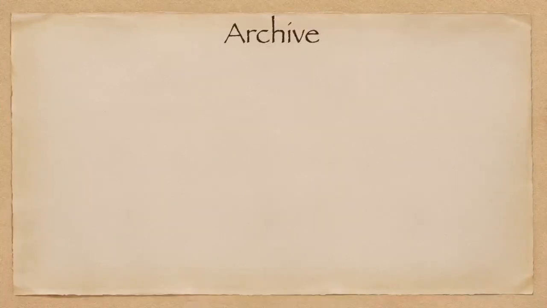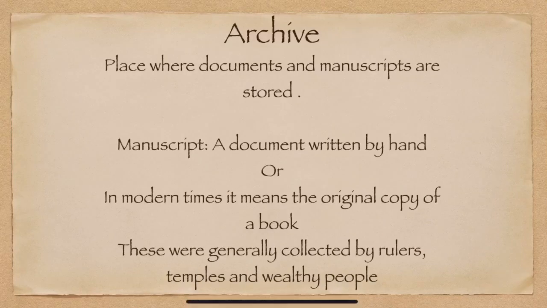Now students, let's study about archives. An archive is a place where documents and manuscripts are stored. Students, remember this definition. It's important and it's given in the back exercise questions as well. So an archive is a place where documents and manuscripts are stored. Now what is a manuscript? Manuscript means a handwritten document, or in modern times it means the original handwritten copy of a book.